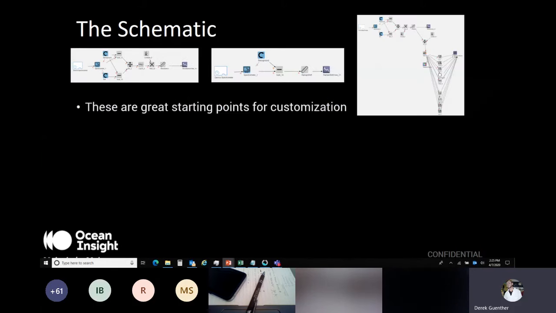So the point of this is these are great starting points for customization. If you want to set up something that needs an absorbance flow, don't go block by block or node by node building it yourself. Just run through a wizard and use that as a starting point, because it's going to build that foundation for you. And this is a very similar interface to if you've used LabVIEW or Simulink and MATLAB.